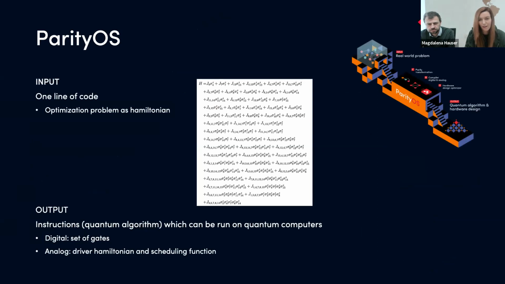But this one line of code has to entail the whole optimization problem as a Hamiltonian. So if you know how to formulate in Hamiltonian, you're good to go. If not, this is something that a lot of people are working on, so you can work together with them and then send us your Hamiltonian. And what you get out is this quantum algorithm, which you can send to every quantum computer. So in the digital sense, it's a set of gates that has to be run on a quantum computer. In the analog sense, you get a driver Hamiltonian and a scheduling function. And both of these can be sent to quantum computers that you work with us or not.